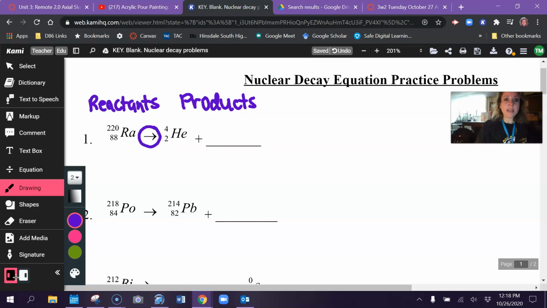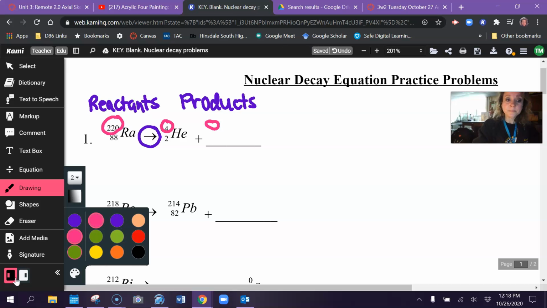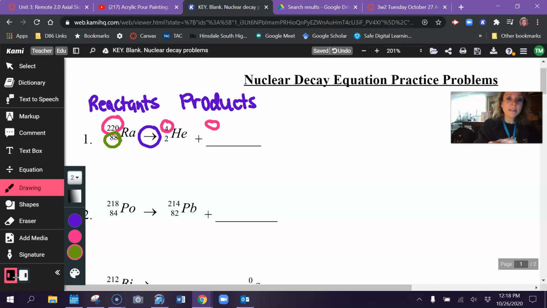No matter how many of each thing you have on each side of the arrow, one thing always remains the same, and that is this. The mass number on the reactant side must equal the sum of the mass numbers that are on the product side. And the atomic number on the reactant side must equal the sum of the atomic numbers that are on the product side.